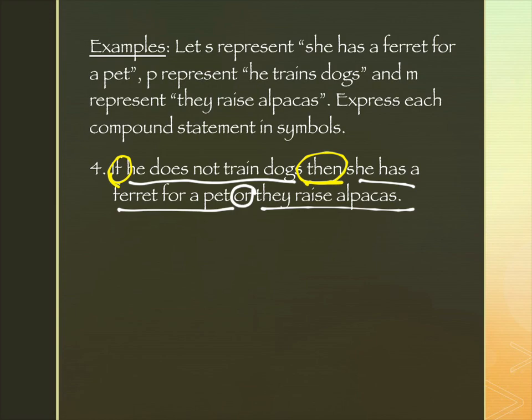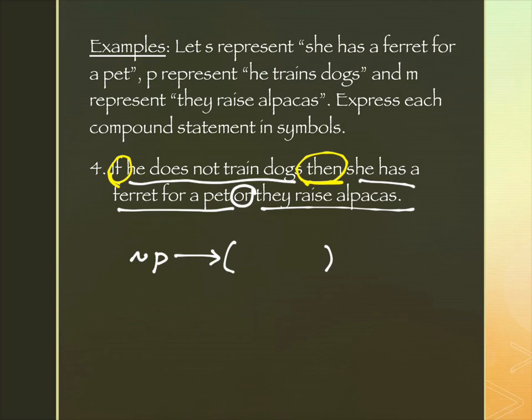All right, so it starts out with if. So we'll start out with the first part of the statement, whatever letter represents. What is the letter representing he does not train dogs? P, and then because it says not, it would be tilde P. Good. Tilde P. We encountered the word then next. So we're going to do our arrow. After that, the consequent or the conclusion is all the pieces that follow. All right, both of the pieces with the or. So I'm going to put it in parentheses to indicate that.